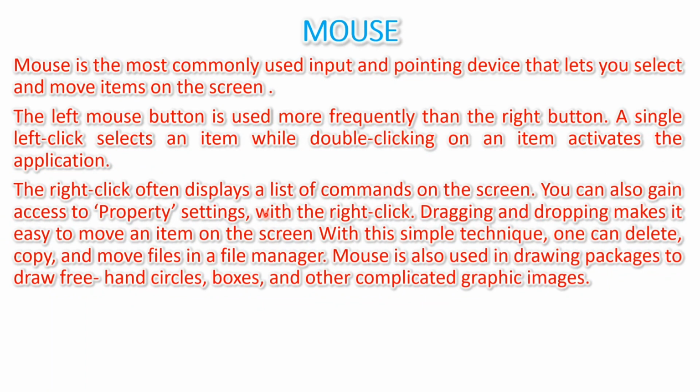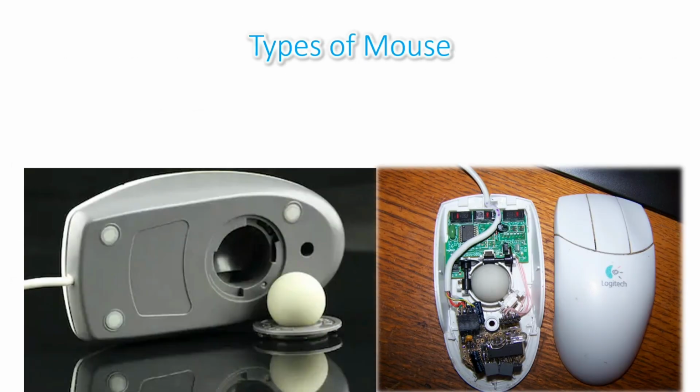You can also gain access to property settings. The right click, dragging and dropping make it easy to move an item on the screen. With a simple technique, one can delete, copy, and move files in the file manager. Mouse is also used in drawing packages to draw freehand circles, boxes and other complicated graphic images.